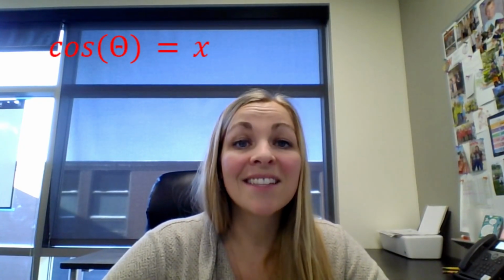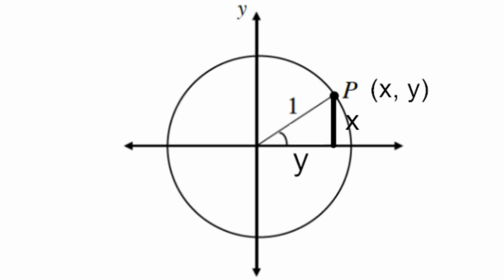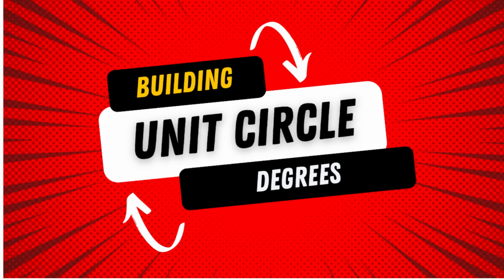Those coordinates, the x and y values, are what become our cosine and sine values for an angle. So when we say cosine of theta and sine of theta, what we're really talking about is the x and y positions of a point on this circle.